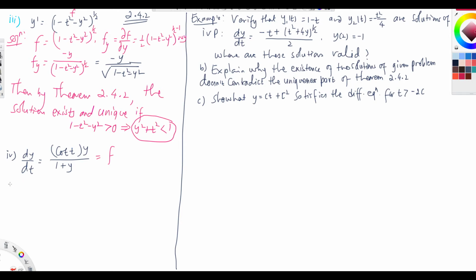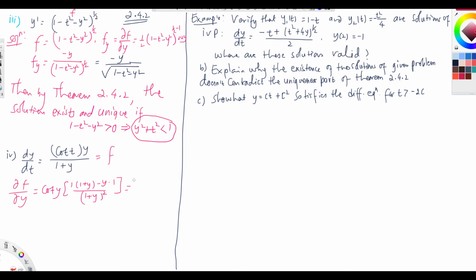So here f is that. How do we find del f over del y? Cotangent t is considered like a constant because we are trying to find the derivative with respect to y. Now you need to use the quotient rule, right? Like f over g format. Okay, so 1 times (1 plus y) minus y times 1, divided by (1 plus y) squared, right? What do you get for this? This is 1 plus y minus y, right?